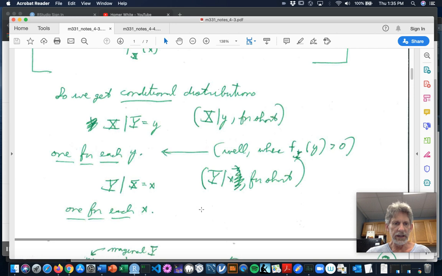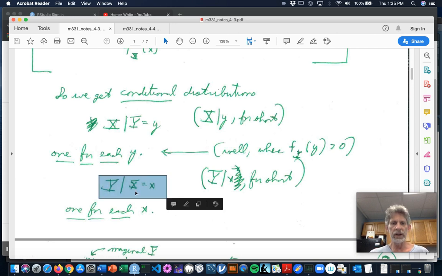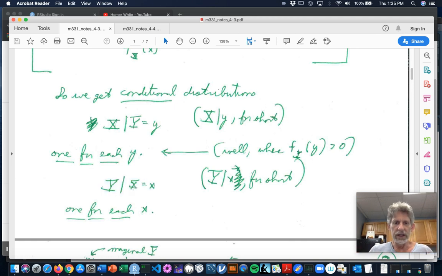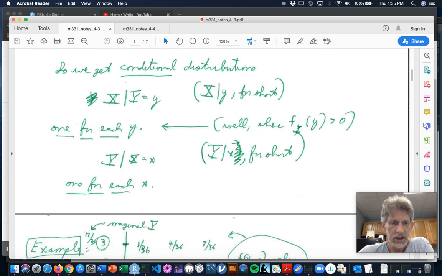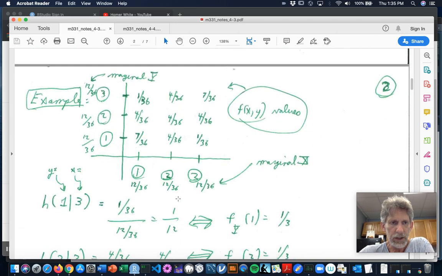And similarly, the conditional of Y given X, that random variable, or that family of random variables, one for each x, is written like this or like this for short. And again, the f of x does have to be bigger than zero for that to happen. So let's play with an example.